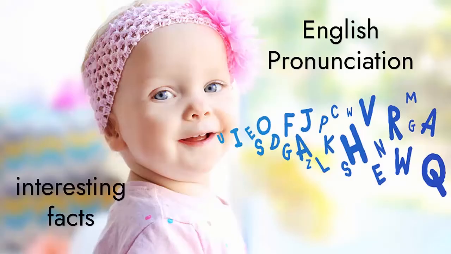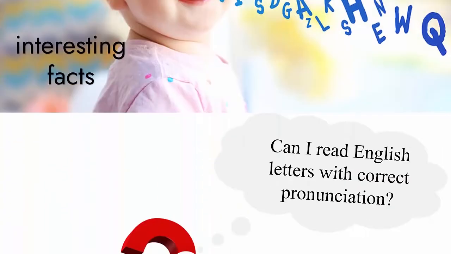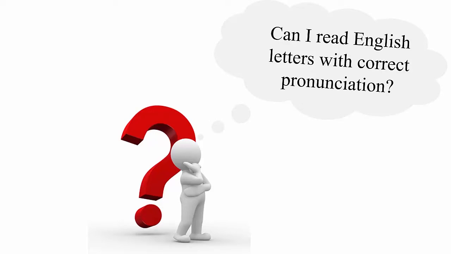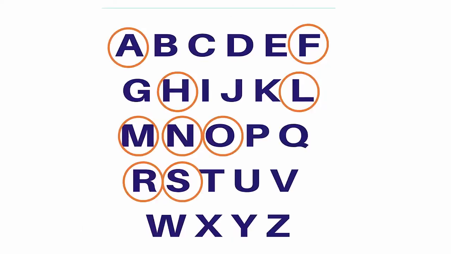In this video, we are going to learn certain interesting facts about English pronunciation. But before that, I would like to ask you whether you can read English letters with correct pronunciation. Probably you might be saying yes, that you are able to read all the letters correctly. But before you say yes to yourself, check your own pronunciation with the standard English pronunciation, specifically with the letters which are circled here: A, F, H, L, M, N, O, R, S.